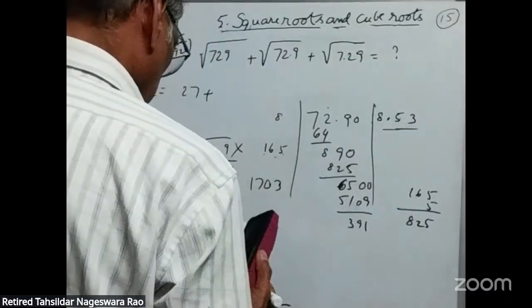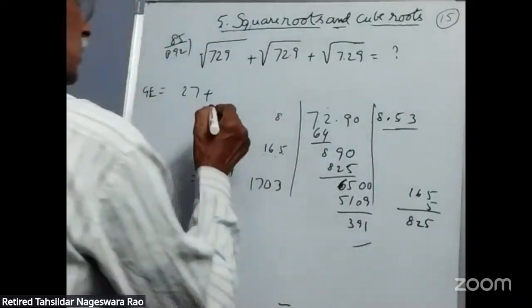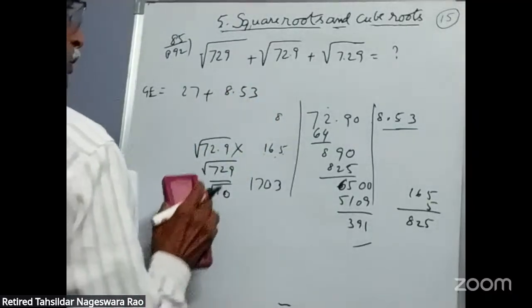So let us see what happens. Of course, this is approximation, it's not perfect square. 8.53 is the answer here, approximately to two decimal values.